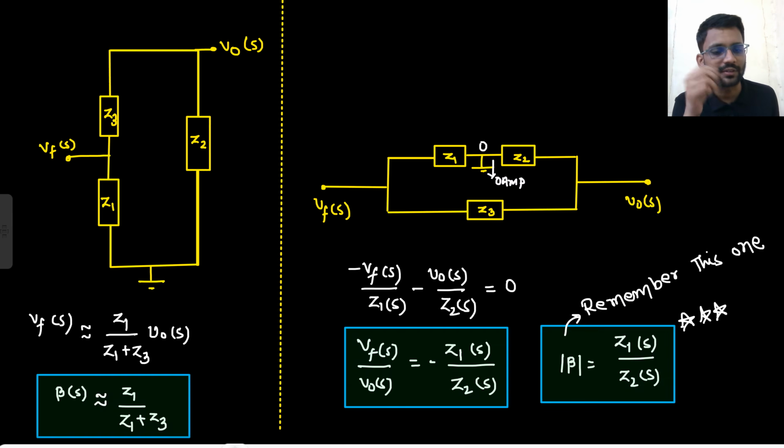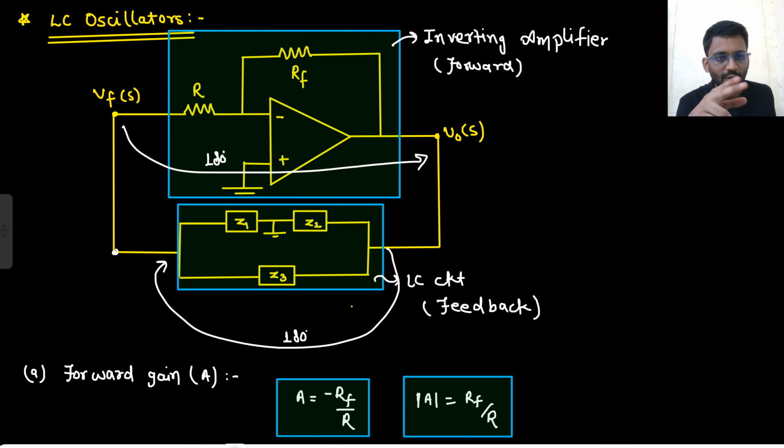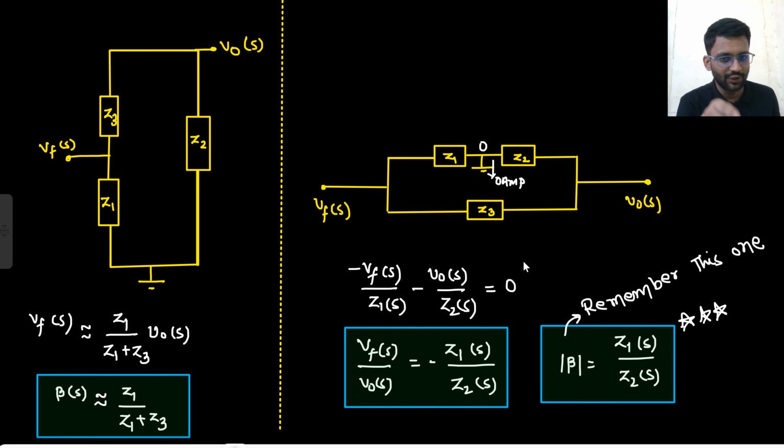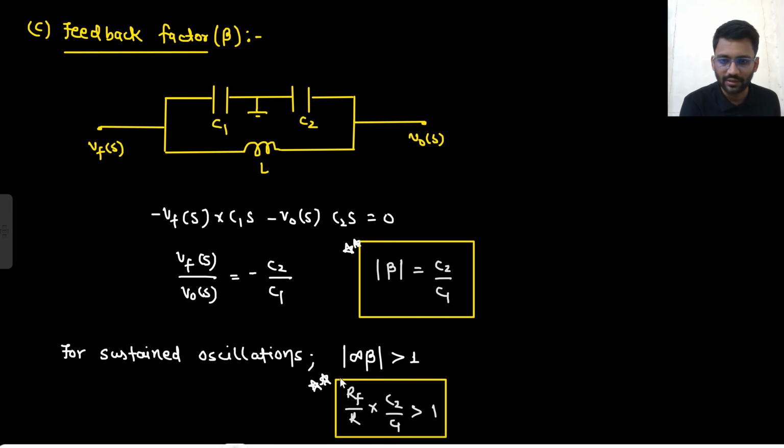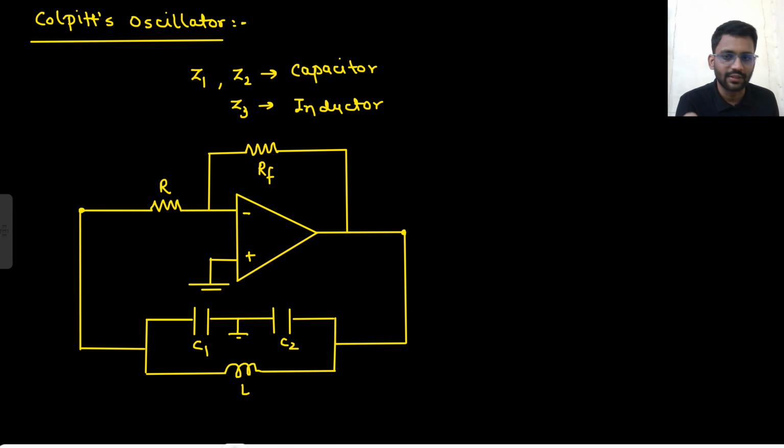So till now what we have studied, let's cover it up. Forward gain R up by R providing 180 degree phase shift. For feedback factor, what we need to write? 0 minus VFS divided by Z1S plus 0 minus V0S divided by Z2S. So your feedback factor is Z1S divided by Z2S. Did I do any mistake here? No, nothing.